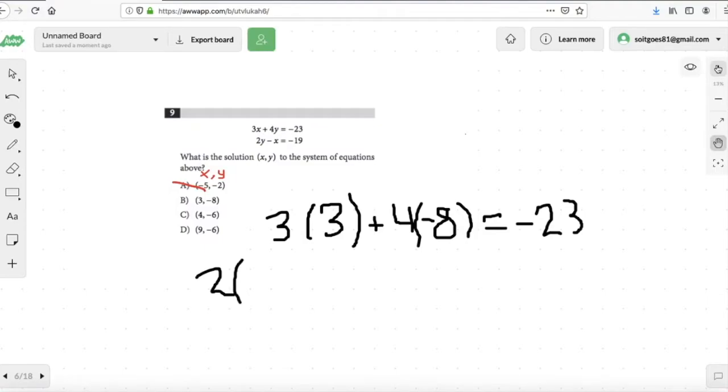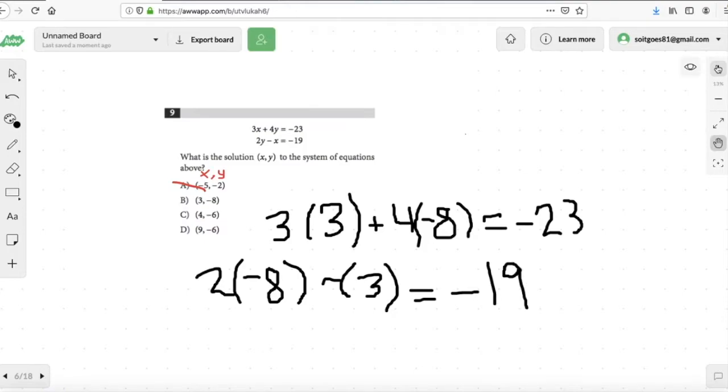2, and y is -8. Good. Minus, and use your parentheses here. That's 3. Good. Which isn't an issue here because it's not a negative, but I still recommend it. Does that give us a true statement? No. I think it does. Does it? Yeah, because we get -16 minus 3, which does equal -19. Does that make sense? Yeah.